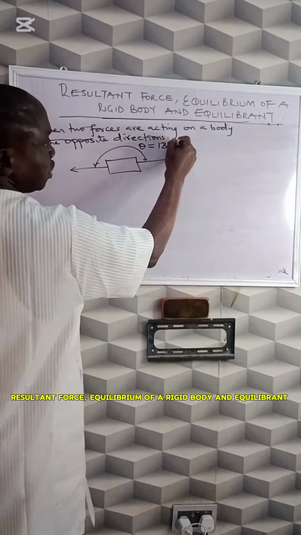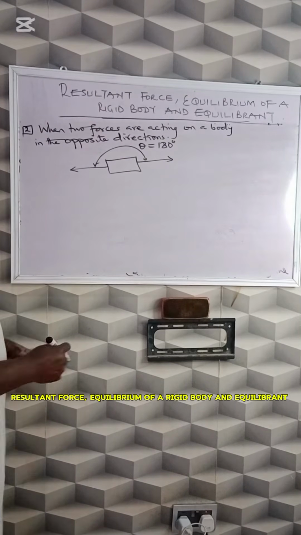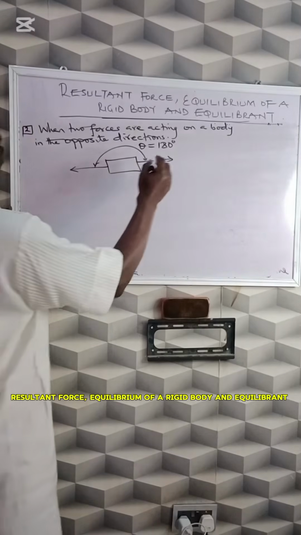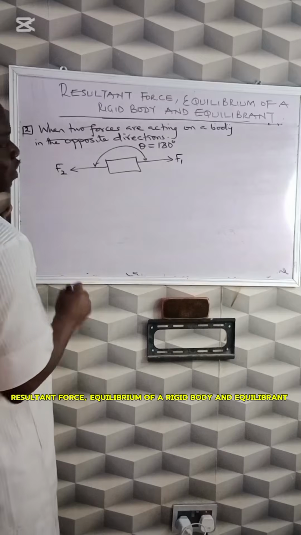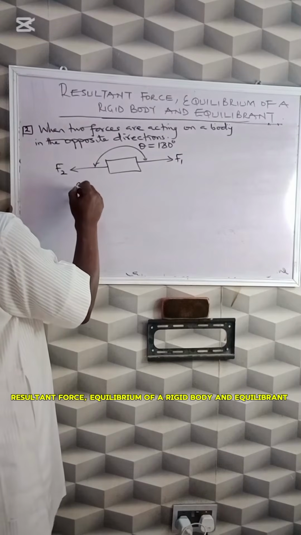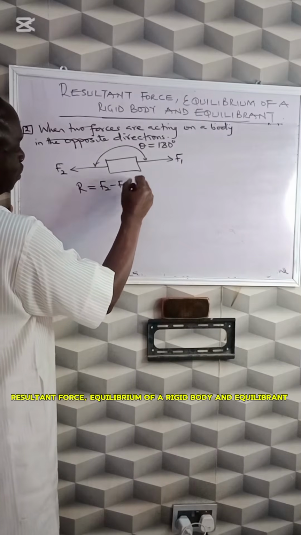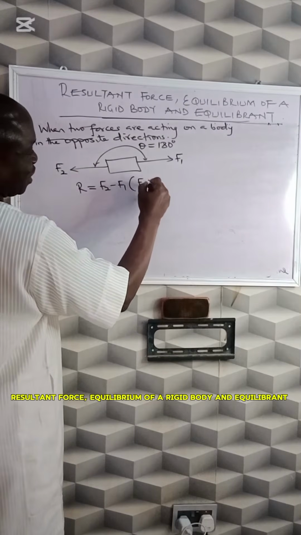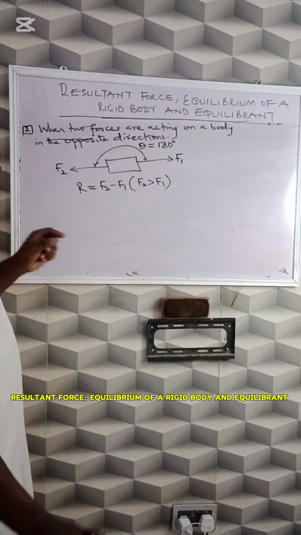180 degrees. They are saying the same thing. Please take note of that. When two forces are acting at an angle of 180 degrees to each other, even they're acting in opposite direction, call this F1, call this F2. To calculate the resultant, you say resultant is equal to F2 minus F1, provided F2 is greater than F1. But if F1 is greater than F2, it will be F1 minus F2.